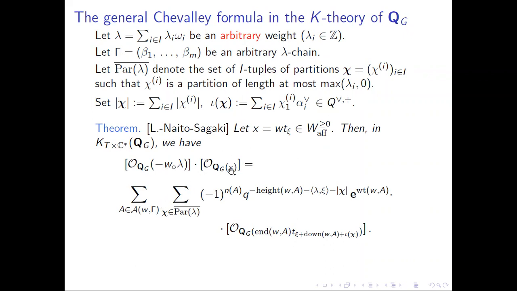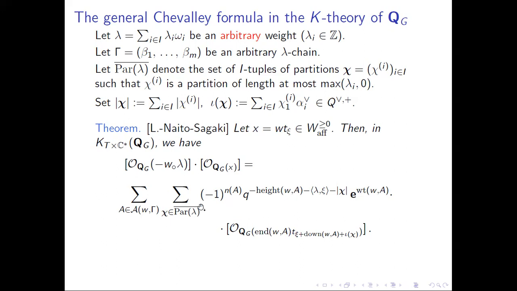When you expand this in the basis of Schubert classes, you get this double sum of various Schubert classes with various coefficients. In the coefficients, you see these formal exponentials corresponding to the T action, and these Q variables corresponding to the C star action. Now the double sum is over objects of the quantum alcove model. So that's a finite sum. But then you also have an infinite sum over these tuples of partitions.